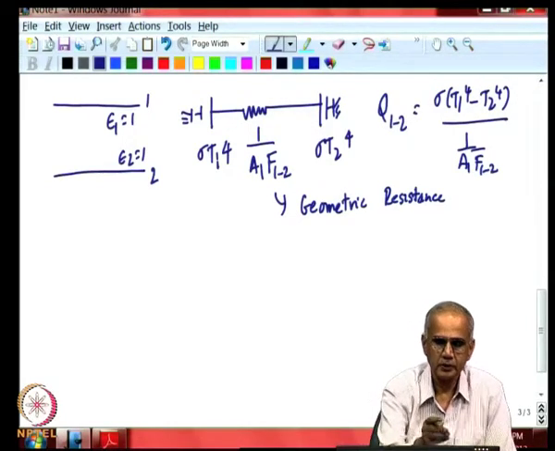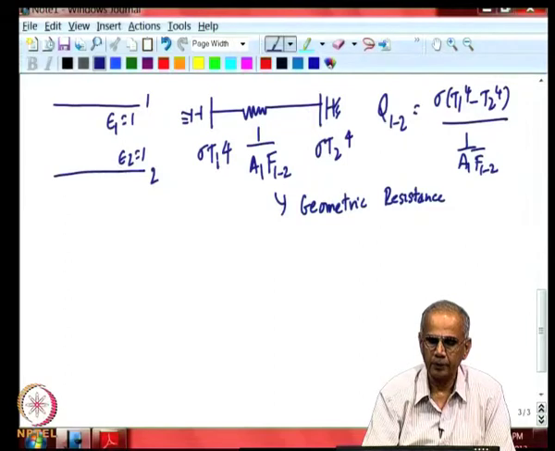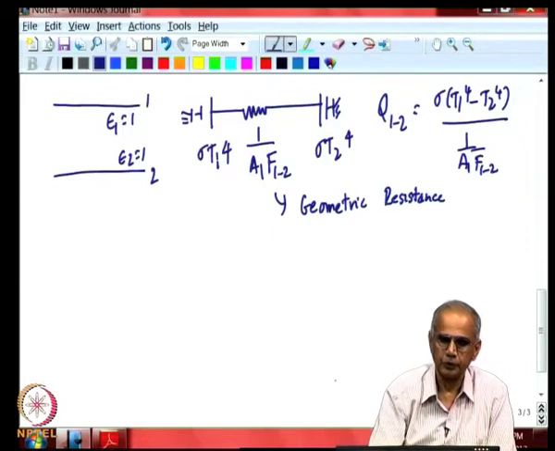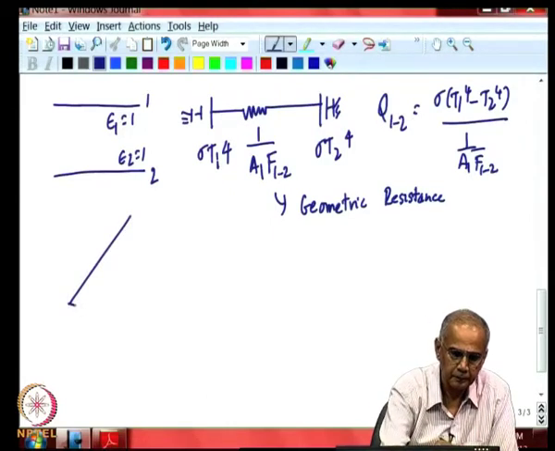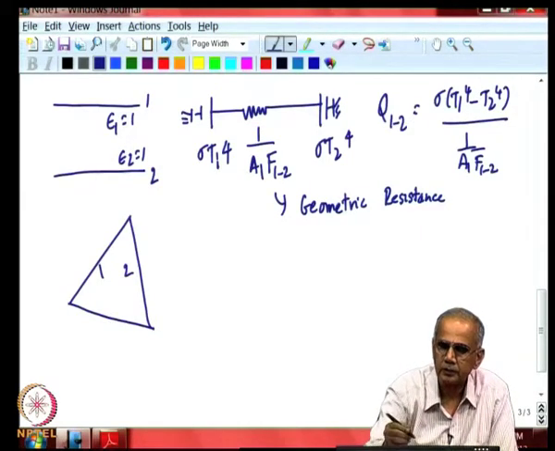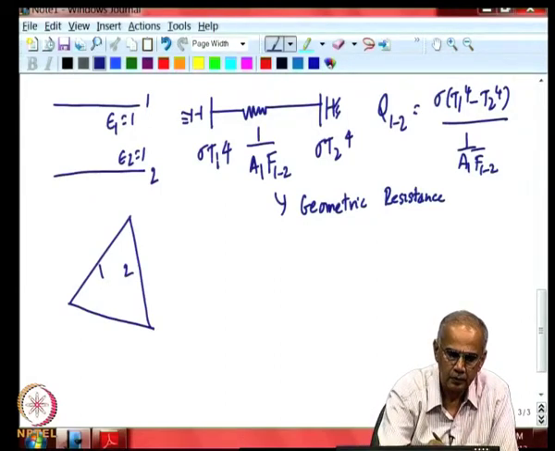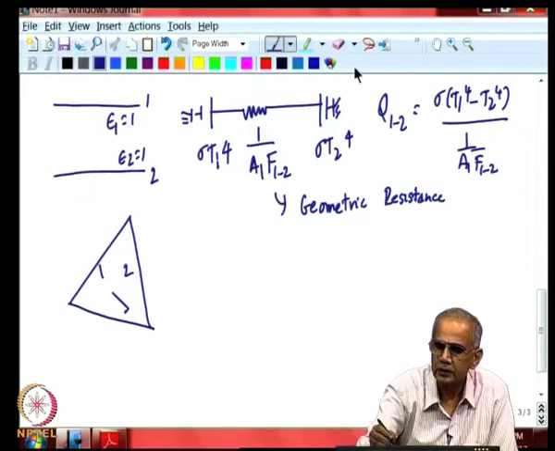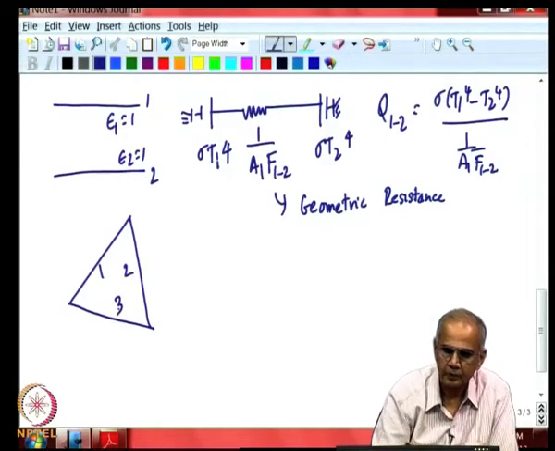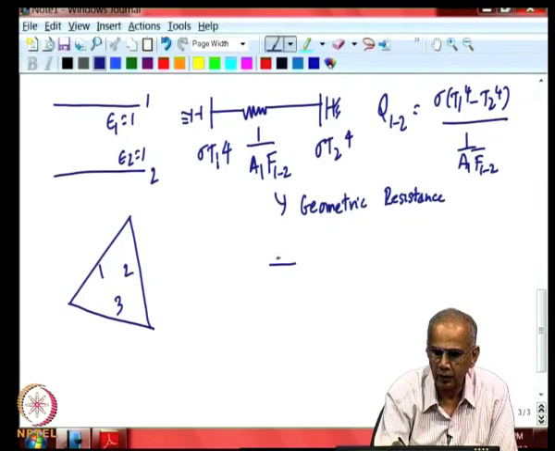And this is an interesting example, but it is only two surfaces. Suppose we had a three surface enclosure. One, 2 and 3. How would this thing change? It will get a little complicated, as you can imagine. So, for a 3 surface enclosure, I have to draw 3 potentials, 3 batteries.